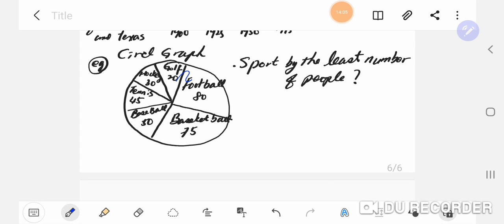In this case, the number of people who like the sport golf is 20 people. So 20 is the least number, so the sport is golf, right? The sport is golf, and there are 20 people who like golf.